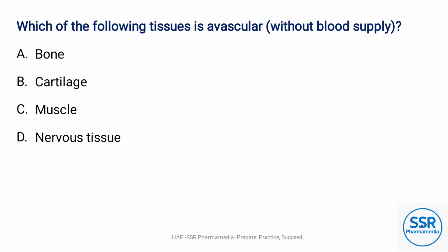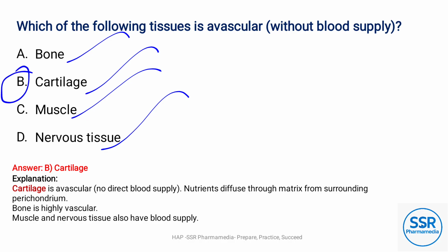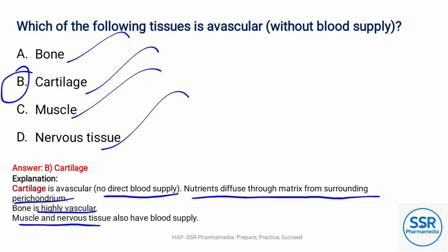Next question. Which of the following tissues is avascular, without blood supply? Option A, bone. Option B, cartilage. Option C, muscles. Option D, nervous tissue. So the answer is option B. Cartilage is avascular, with no direct blood supply. The nutrients diffuse through the matrix from the surrounding perichondrium. Bone is highly vascular, and muscles and nervous tissues also have blood supply.